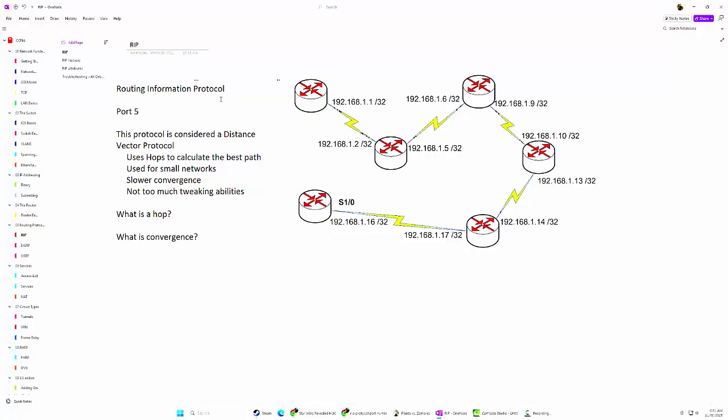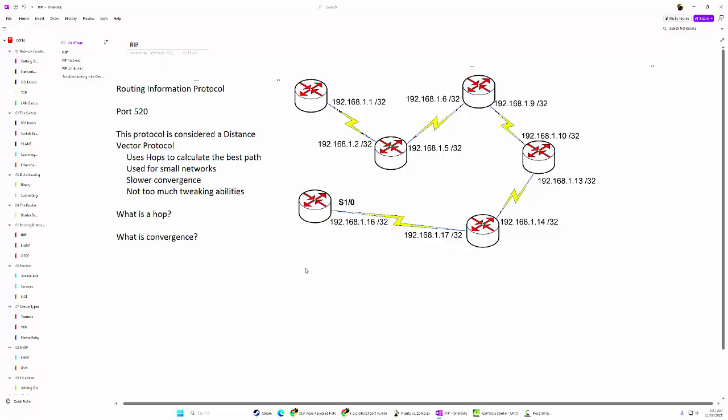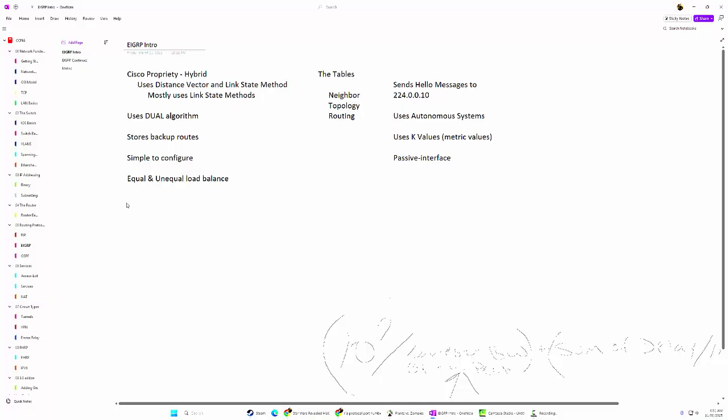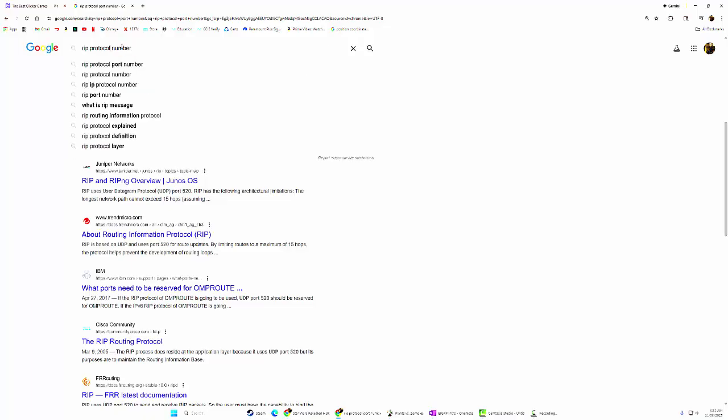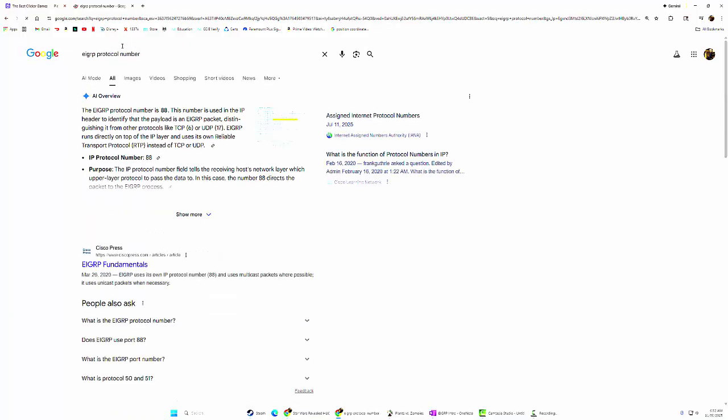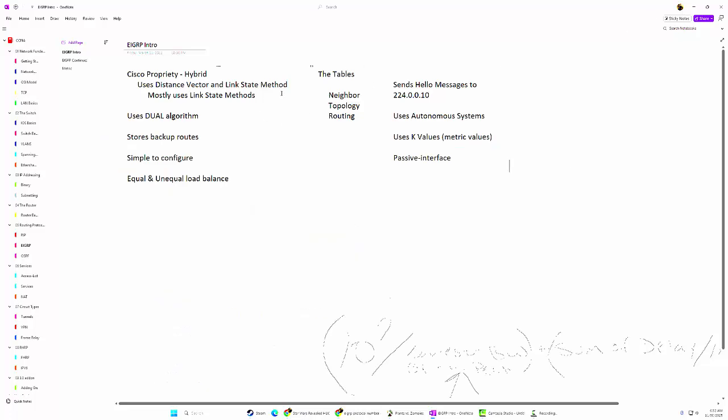Now with EIGRP though and OSPF, we don't use port numbers. We use protocol numbers. And EIGRP, I believe, is protocol number... we've got to look that up too. I don't have it on here. Let's get rid of that and say it is 88, and OSPF is most likely 89.